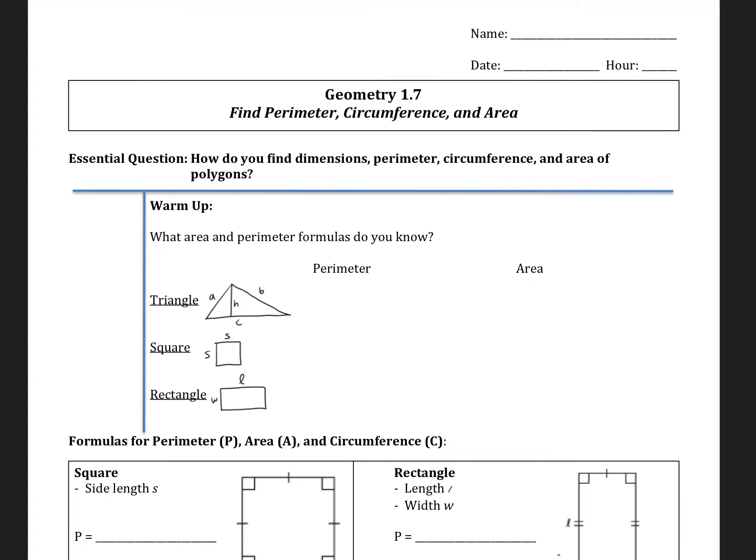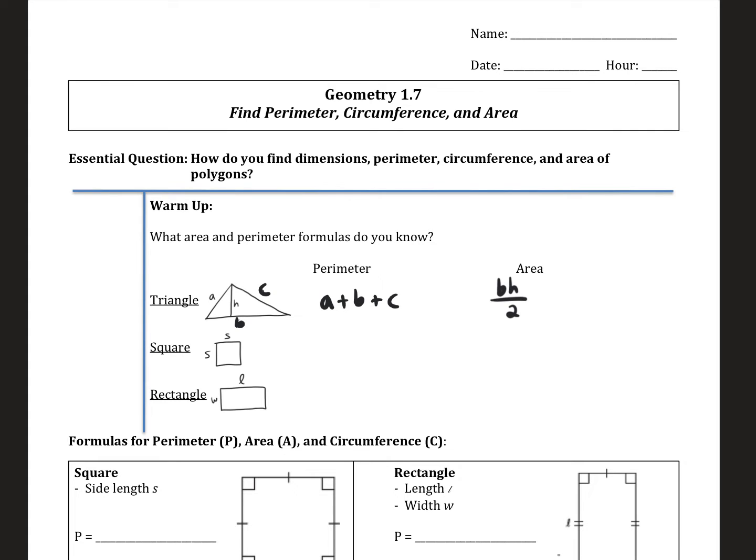All right, is perimeter the inside or outside of a shape? It is the outside. So what's the outside of the triangle? Well, we have A plus B plus C. How about area of a triangle? Do we know that one? That one's a little bit trickier. We should call this B and this C over here. So area of a triangle should have been base times height over 2, or 1/2 base times height. Either or.